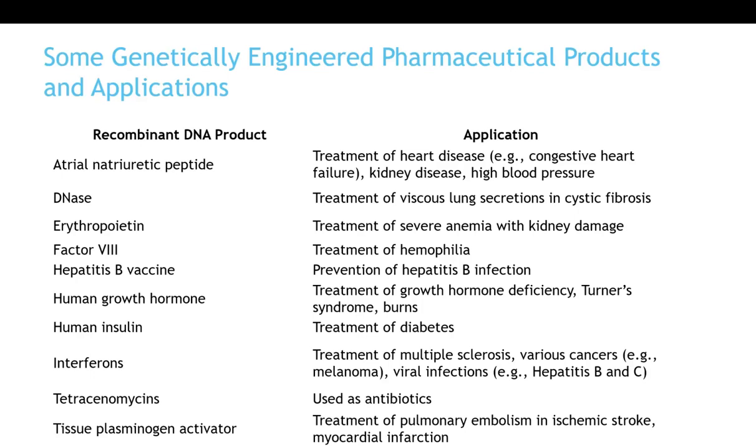And interferons, which are an important cascade of proteins that we're going to talk about in your immune system. Tetracycline, which we use as an antibiotic, and tissue plasminogen activators, which are used for stroke and myocardial infarction or heart attack. So these are just some of the products that we can produce through recombinant DNA production.